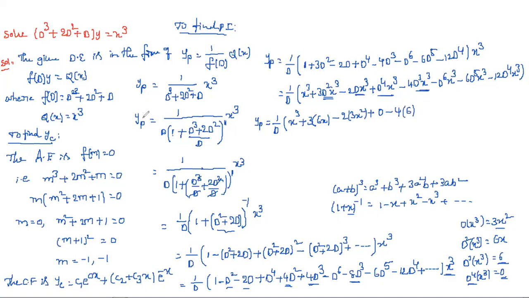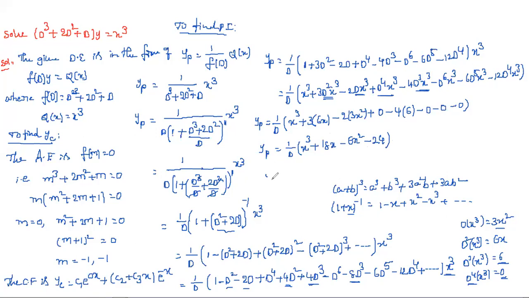And d power 6 is obviously 0. Fourth derivative 0 means obviously remaining all are 0. And next this is also 0. And next this is also 0. And now what about remaining for us? Yp is equal to 1 by d into x cube plus this is nothing but 18x and this is minus 6x square and minus 24. So this is the one we got.